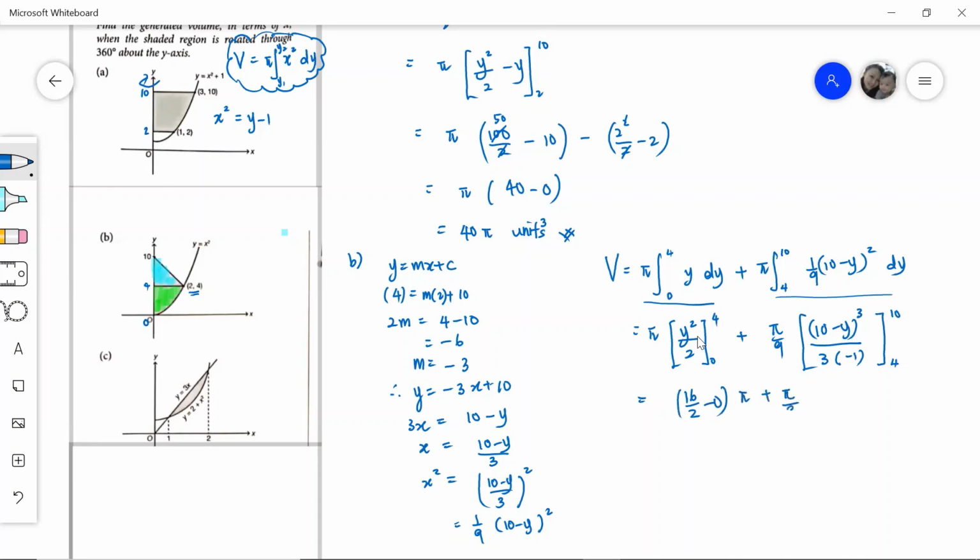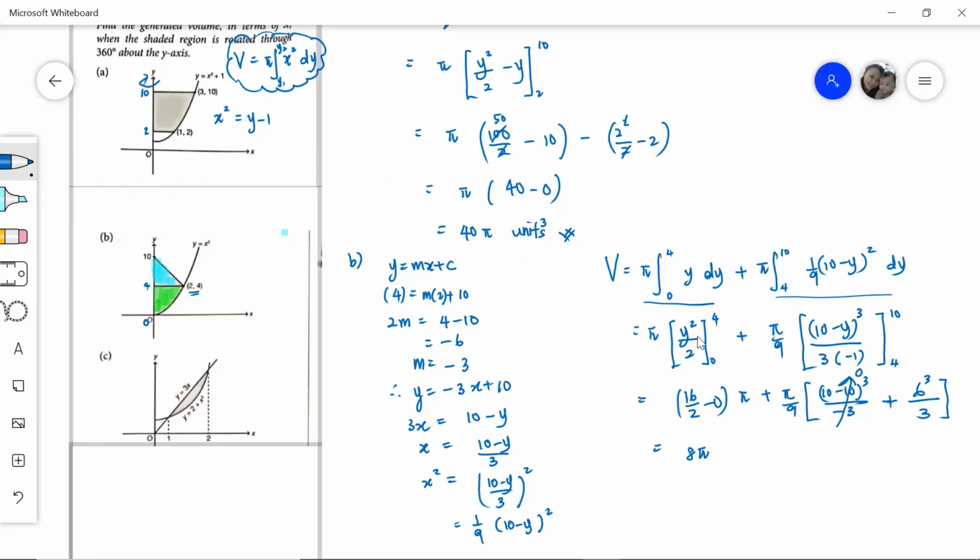plus pi over 9. So substitute the 10 in, so we have 10 minus 10 cubed over -3, minus 10 minus 4, which is 6 cubed over -3. Negative becomes positive here. Okay, so over here we have 8 pi. This is 0. 10 minus 10 is 0.